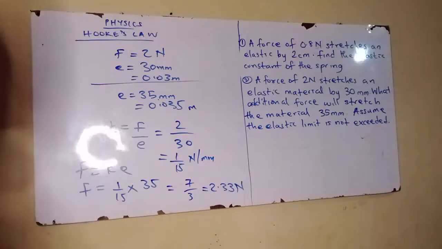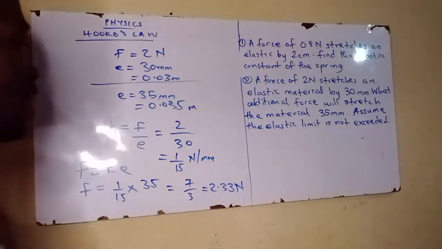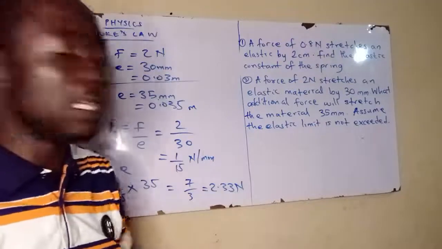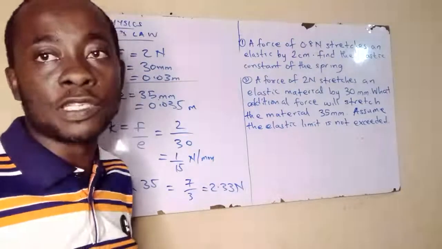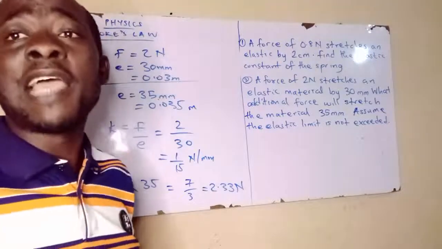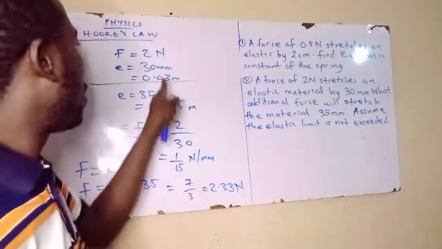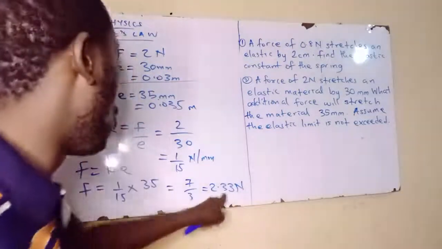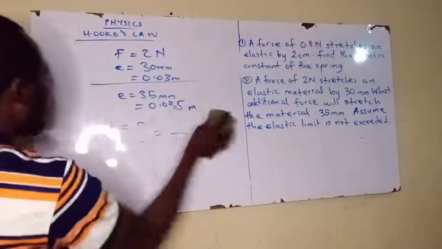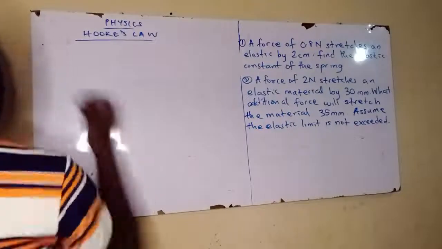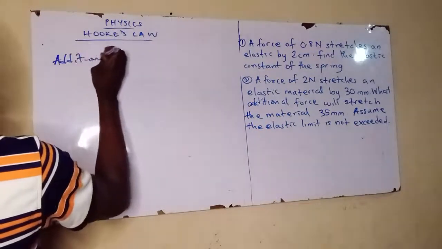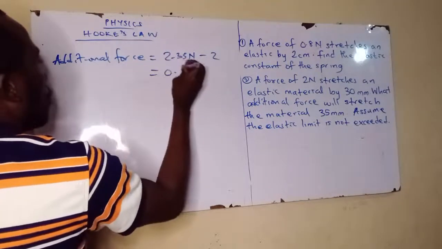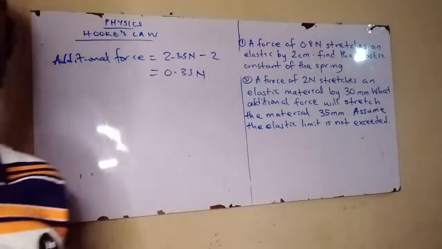So 2.33 Newton is the force. Remember that the 2 Newton was what we used at first to stretch it, but if we want to use this, it is 2.33 Newton. So what the question is asking for is the additional force. So it means what force do we apply on top of the 2 Newton to stretch it to 35 mm. So the additional force will now be 2.33 Newton minus 2, and that's what? 0.33 Newton. So that's just the answer to the question.